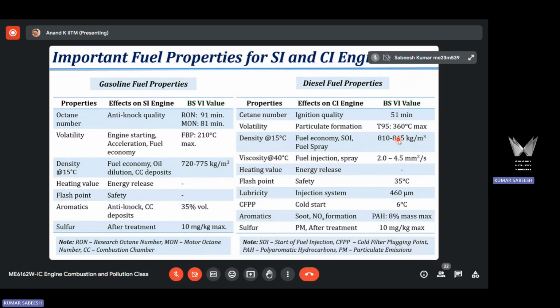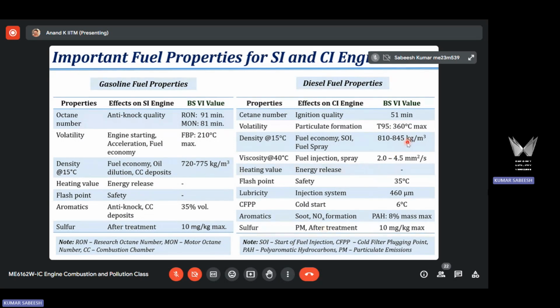One of the effects, as we have discussed, is that it causes more deposits. In a diesel engine, the more severe problem is particulate emission. Solid soot particles are generated only in diesel engines, not in SI engines, because of the nature of the combustion event that we are going to see in the next chapter. So here the high density diesel fuel primarily affects particulate formation.